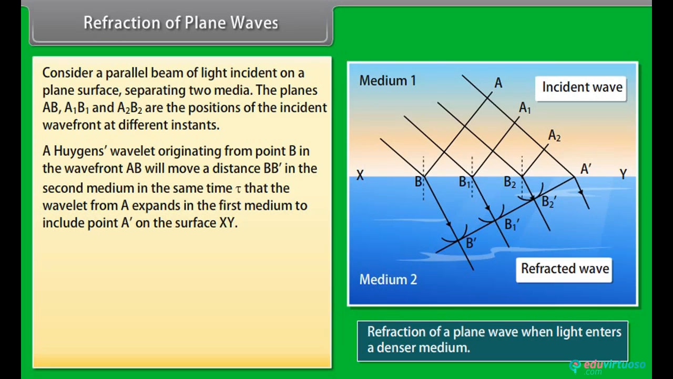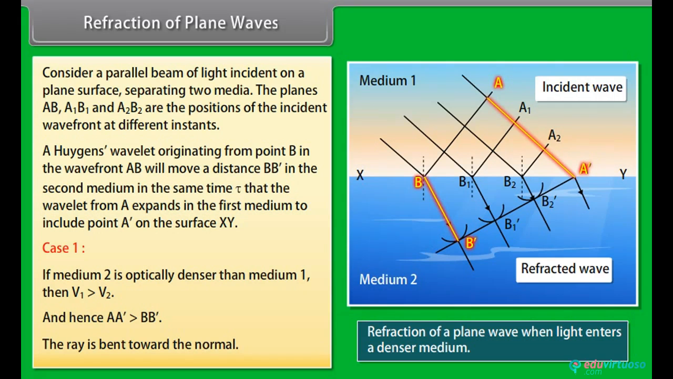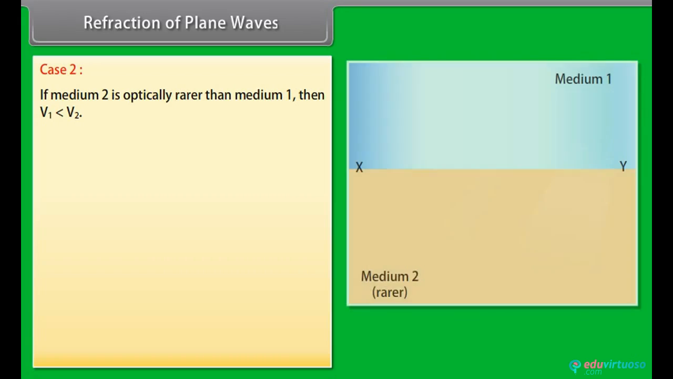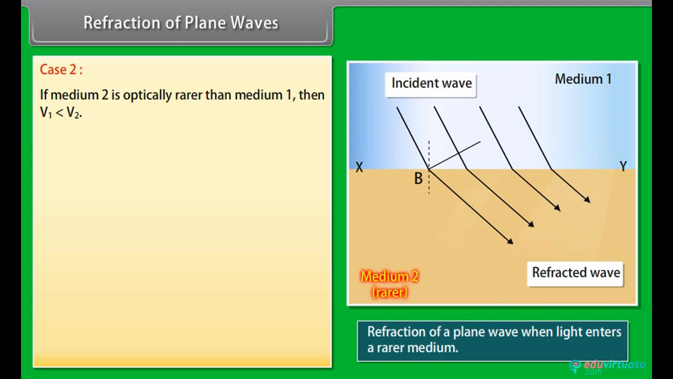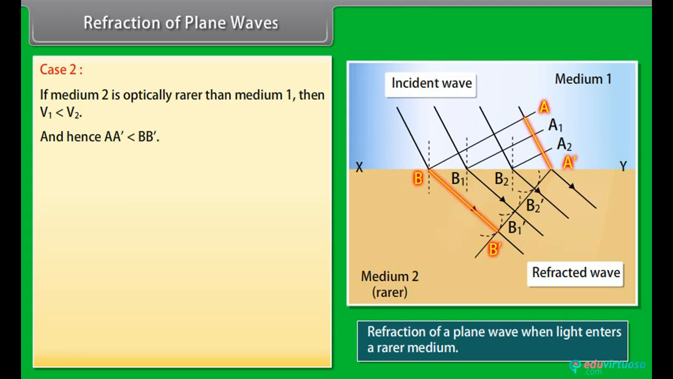with different speeds, say V1 and V2 respectively. Case 1. If medium 2 is optically denser than medium 1, then V1 is greater than V2 and hence AA' is greater than BB'. The ray is bent towards the normal. Case 2. If medium 2 is optically rarer than medium 1, then V1 is less than V2 and hence AA' is less than BB'. The ray is bent away from the normal.